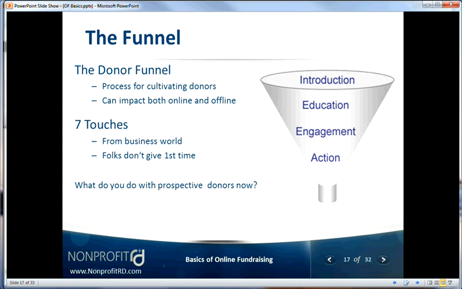You first need to get an introduction, or introduce yourself, to a prospective donor. You then need to educate them about your organization, about what you do, about why it's important. You engage with them by sending out emails, engaging with them on Facebook, kind of build that relationship. At that point, they then feel comfortable to donate to your cause.